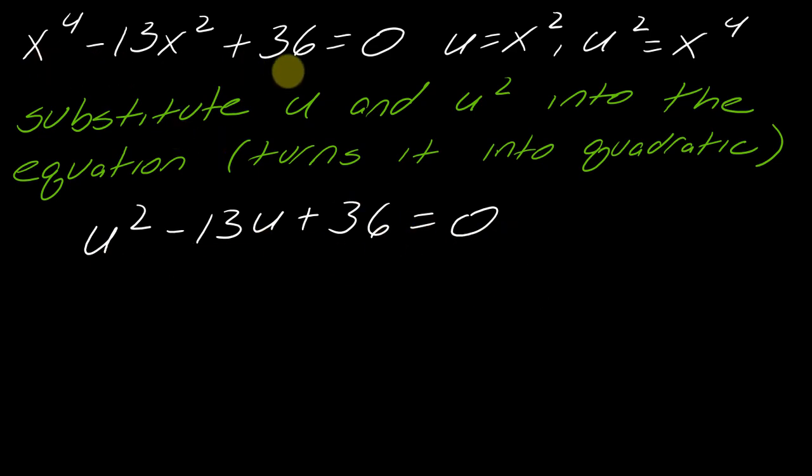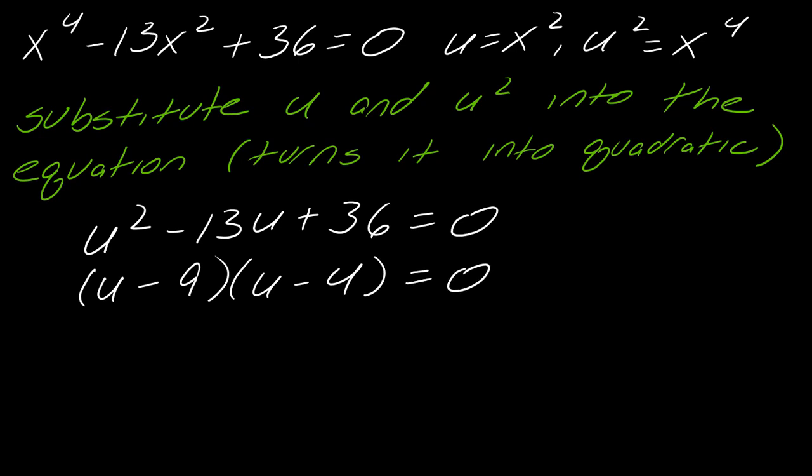I'm literally using the same coefficients. This is just a trick to allow you to rewrite the equation so that in your brain you can use that Rolodex of quadratic strategies of how to solve a quadratic. So in this case now, how can I actually solve this? Well, this I can just factor. So this will be u minus 9, u minus 4 equals 0. So then I get u equals 9 and u equals 4.